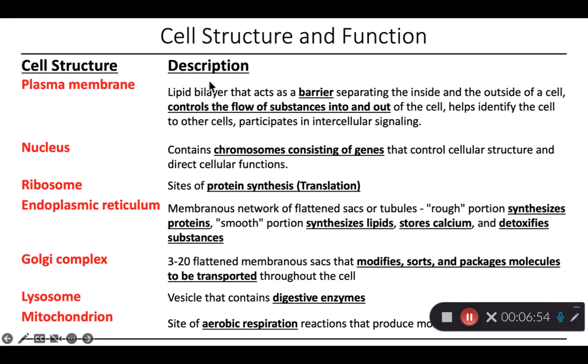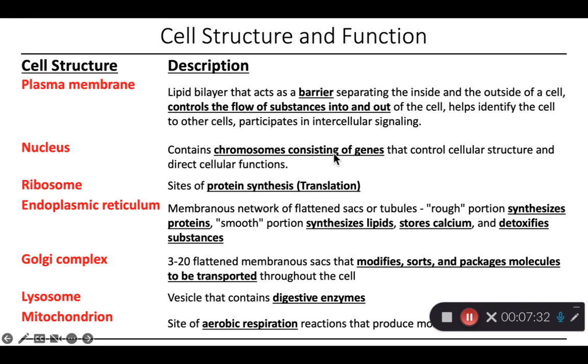So plasma membrane, again, phospholipid bilayer, some proteins in there, cholesterol's in there. It acts as a barrier, but a semi-permeable barrier, which means it's going to allow some things in and out, but prevent other things from going in and out. And it depends largely on what kind of membrane proteins that cell has. The nucleus, again, contains chromosomes, 46 chromosomes for most of our cells, 23 for sperm and egg.